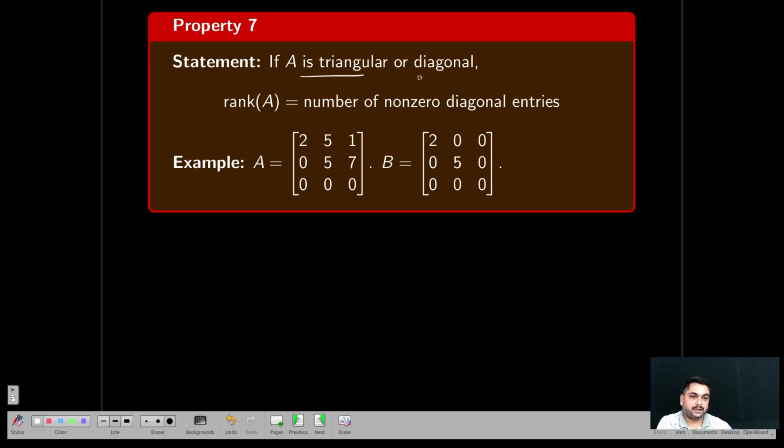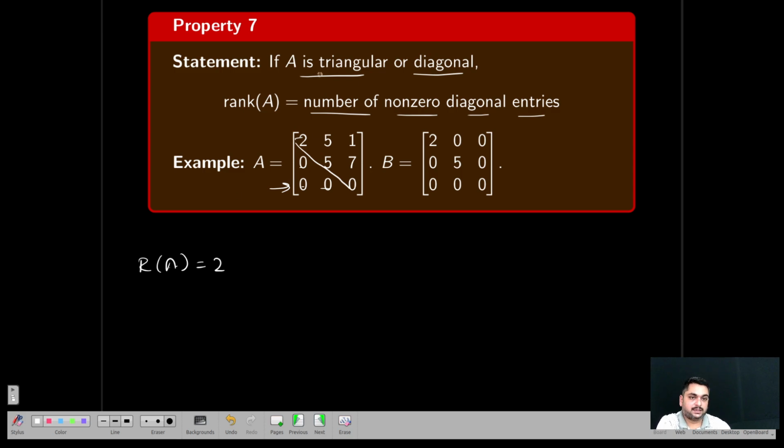If A is triangular or diagonal, rank of A is equal to the number of non-zero diagonal entries. Let us take this example. This is a triangular matrix because all the elements below the diagonal are 0. So to find the rank of this, first check if it is in row echelon form. Not there. So convert this. 5 divided by 2.5, I will get 2. So this will still be there. That means there will be 2 independent rows. So rank of A will be equal to 2.